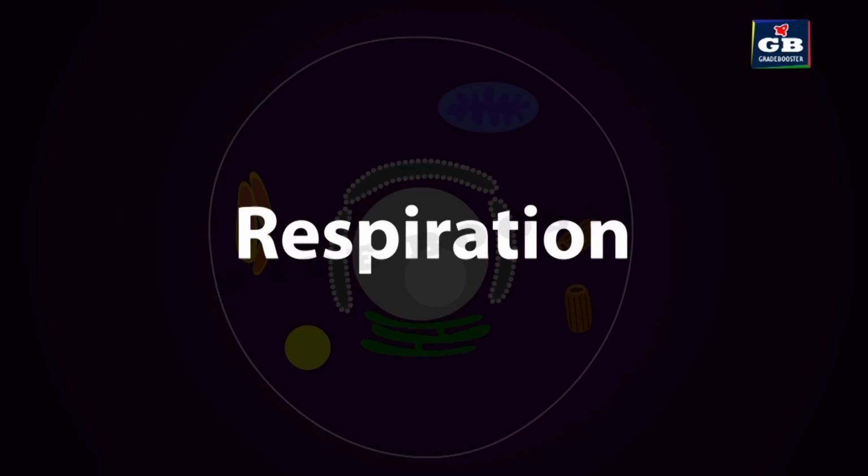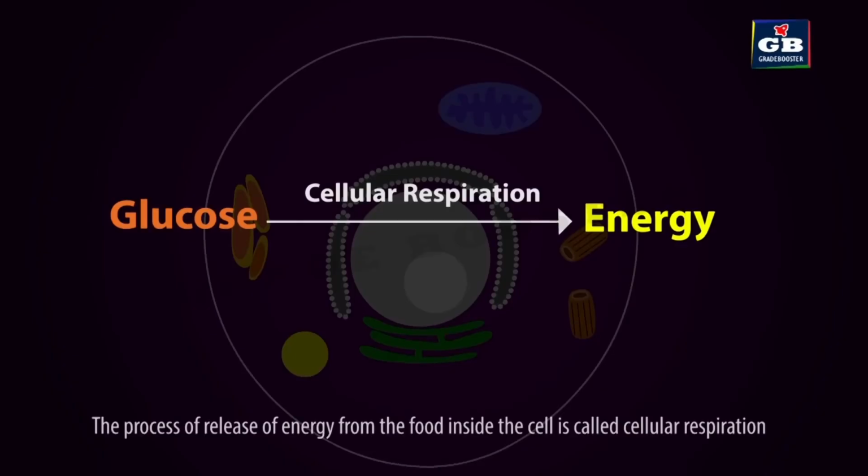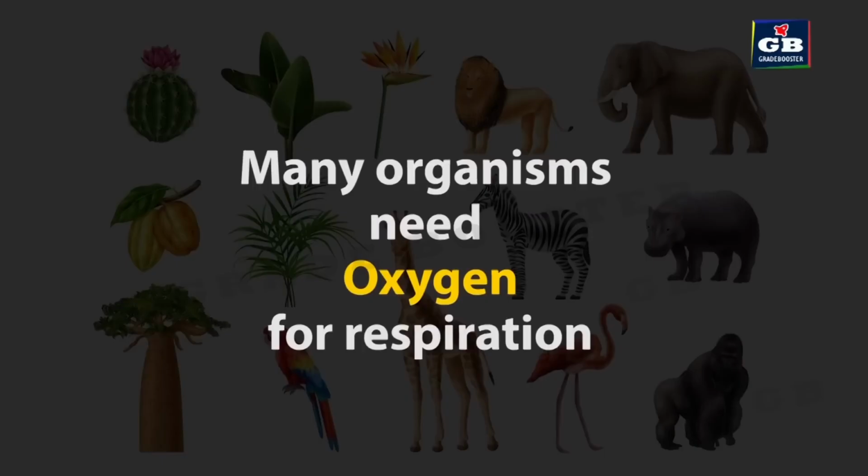Respiration. Now we will study respiration. Respiration is one more important life process. Nutrition helps to get the nutrients like glucose from food, whereas respiration helps in the release of energy from nutrients like glucose. In some organisms, oxygen is needed for the process of respiration.